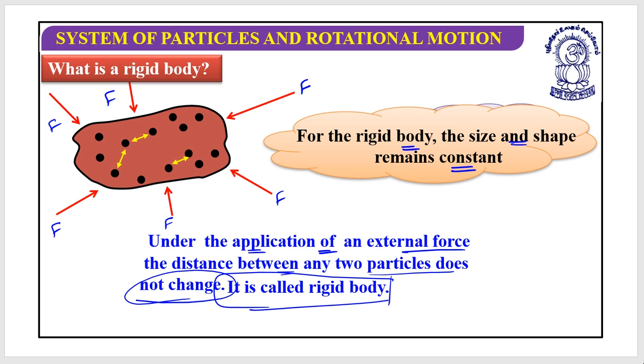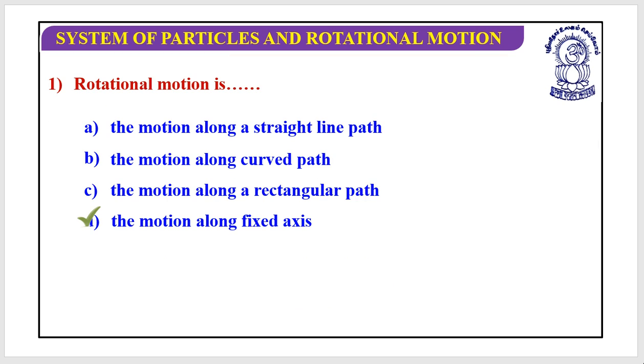Are you sure? Great. So now, first, what is rotational motion? Is rotational motion the motion along a straight line path? No. What do we call that? Yes, it's translatory motion, not rotational motion. The motion along a curved path? No. The motion along a rectangular path? No. It's motion about a fixed axis. Yes, this would be the correct option. I hope this is clear.